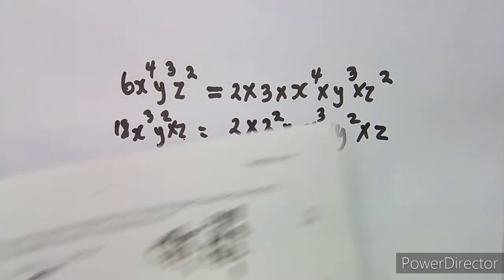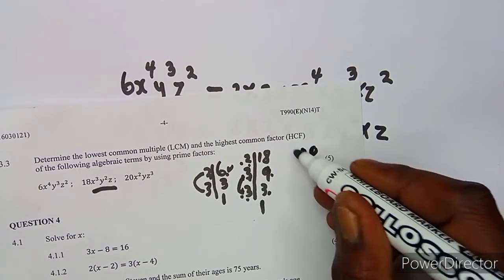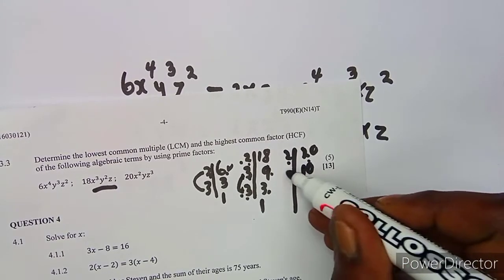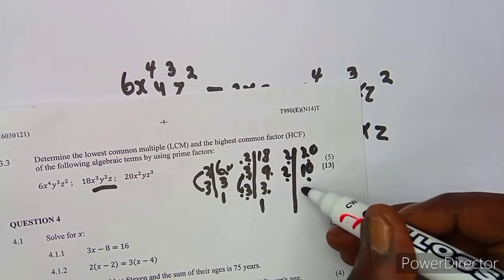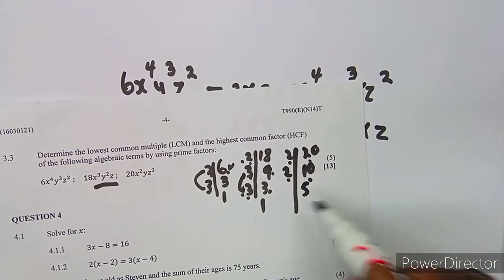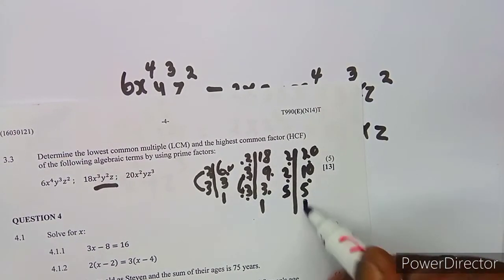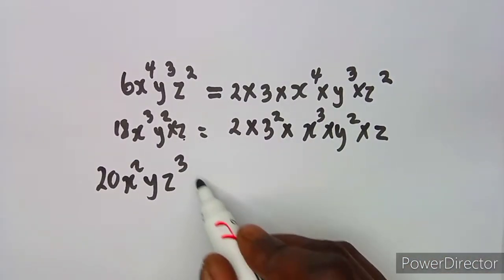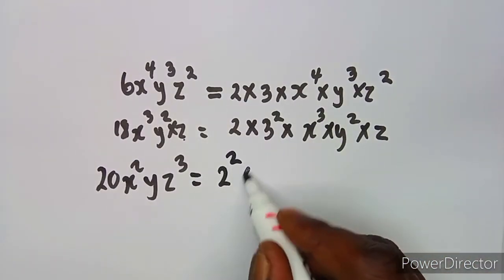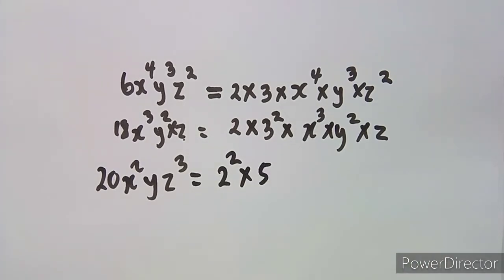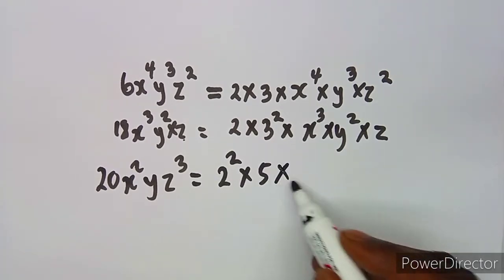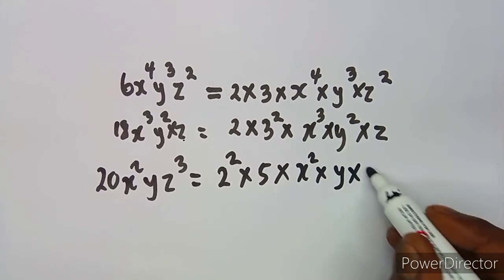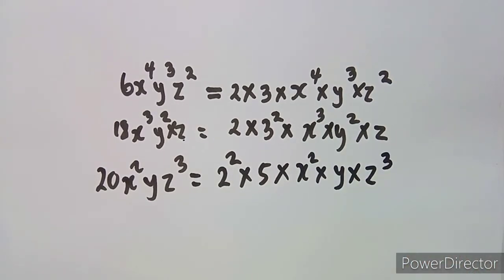Okay, so 20, guys, is the same thing. You try the smallest number, which is 2. 20 divided by 2 is 10. You move on to 2 again. 10 divided by 2 is 5. So as you can see, we no longer have a factor, we are just left with 5. So 2 times 2 times 5, and 2 times 2 is the same as 2 squared. So we've got 2 squared times 5. Then the other part remains as it is, times x squared times y times z to the exponent of 3. All right.